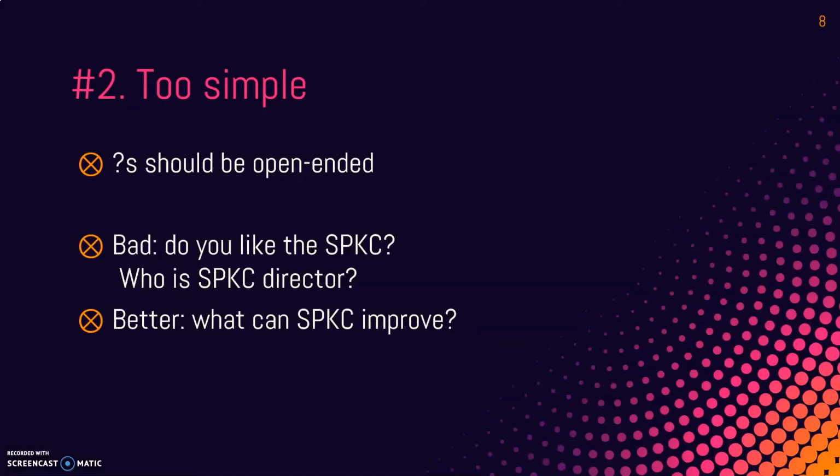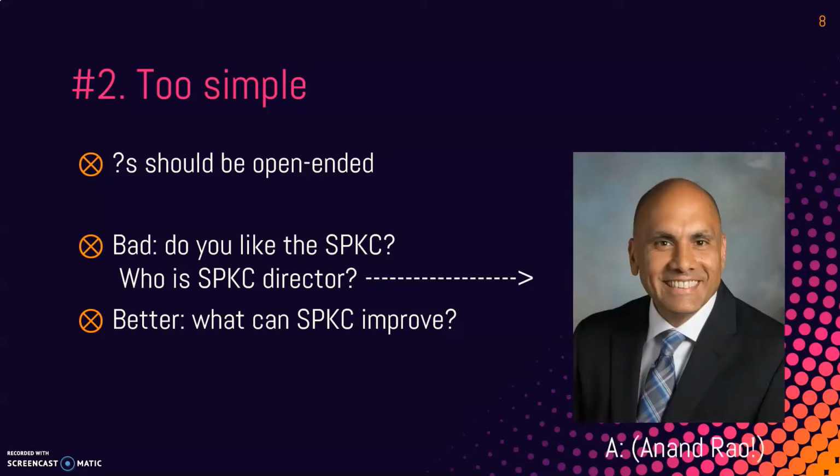Number 2. The questions are too simple. When discussing, questions should be open-ended, meaning that they cannot be answered just with a yes or a no or one right answer. Examples of these not-so-great questions might be, do you like the Speaking Center? Or even, who is the director of the Speaking Center? With these, there isn't much to discuss, and students can be thrown off, worried about some kind of a trick question if things seem too simple. Here's an example of a better kind of question you could ask. What could we do at the Speaking Center to improve and better meet your needs?